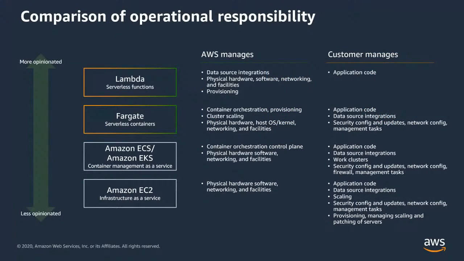Now, from a comparison perspective, when you see it from an operational responsibility perspective, if you want more control, you would actually go towards less opinionated, because you have a certain way you want to handle the infrastructure. That's where you would start going to managing your own servers. But the more opinionated it goes, the more you're expecting AWS to manage it for you, and you're okay with it, right?